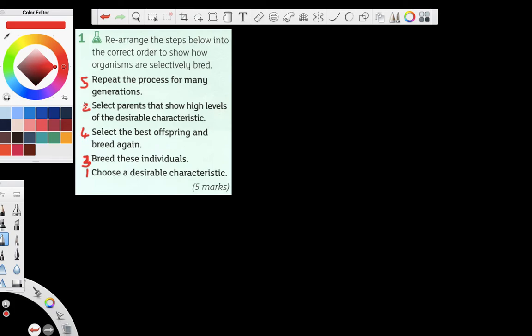So it should have read choose a desirable characteristic, select parents that show high levels of the desirable characteristic, breed these individuals, select the best offspring and breed again, repeat the process for many generations. 5 marks.